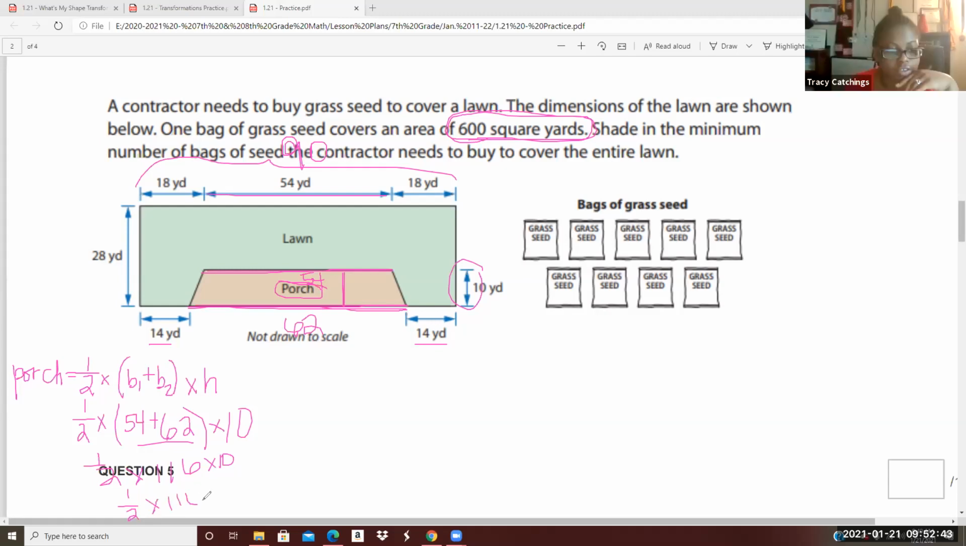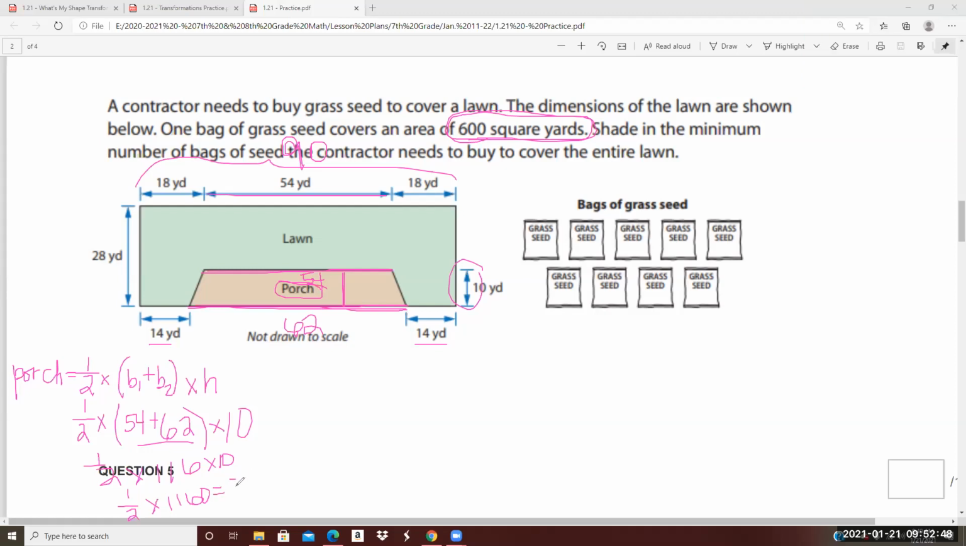All right, divide that by 2. 580. Great.